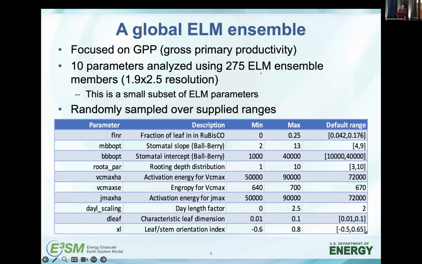And so here's a specific example where we ran an ensemble, a global ensemble of ELM simulations focusing here on gross primary productivity. And we varied 10 parameters using 275 ensemble members. This is actually a pretty small subset of overall. The ELM parameters has more than 150. So these are selected due to their expected influence on GPP.